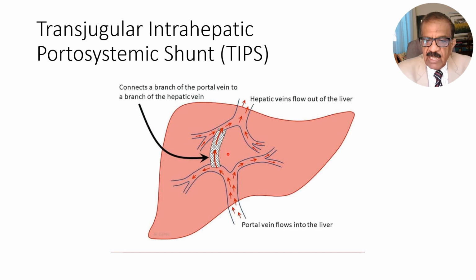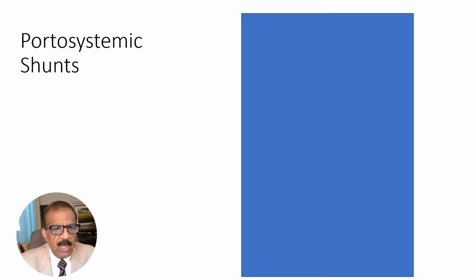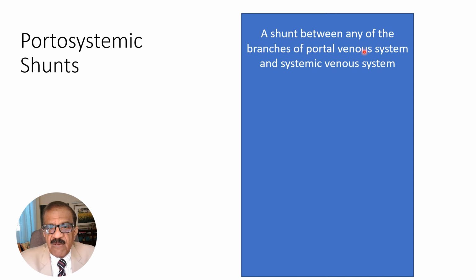Conventionally, this is a relatively advanced technique. Conventionally, there was another procedure called portosystemic shunts. Now, what is a portosystemic shunt? A shunt between any of the branches of the portal venous system and any of the branches of the systemic venous system. And you would find, of course, it is possible only in the abdomen, right?